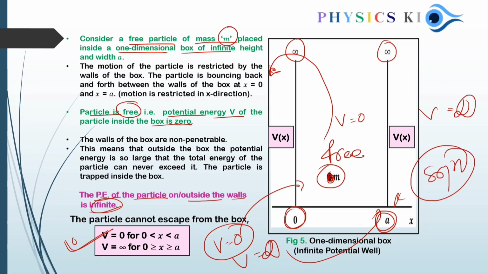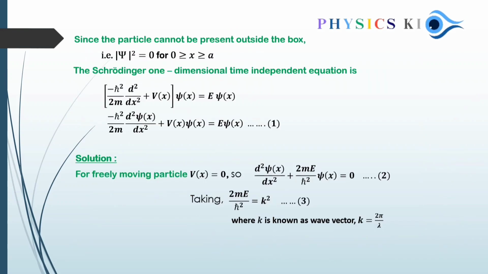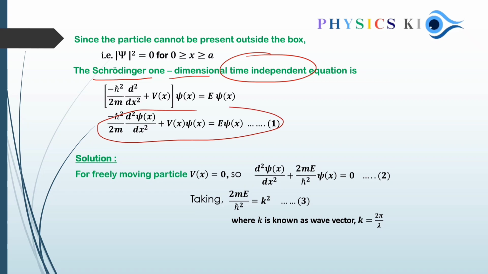Take the solution using the Schrodinger equation. Now tell me which equation is helpful, time dependent or time independent? See, every time the particle is inside the box, that means it does not depend on t. So use the time independent Schrodinger equation, the one dimensional time independent wave equation. This is your time independent wave equation. Here the probability psi square is 0 outside the box because the particle is always inside the box.